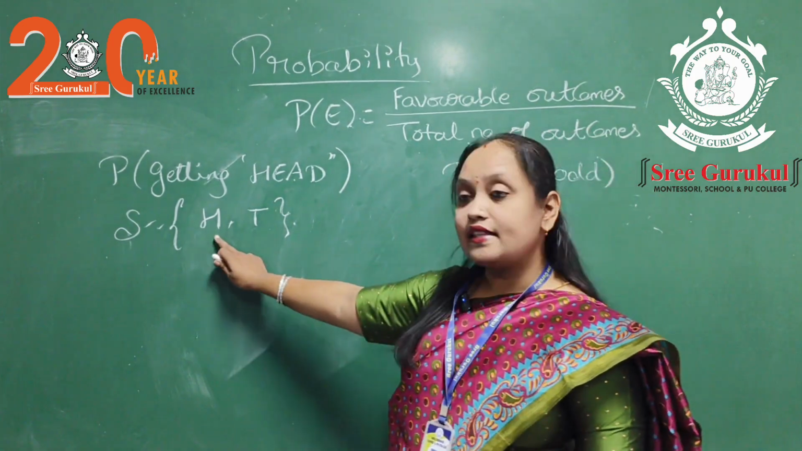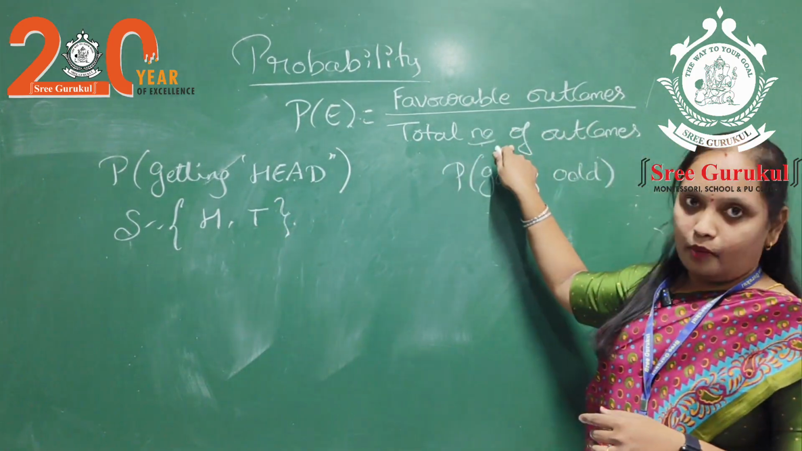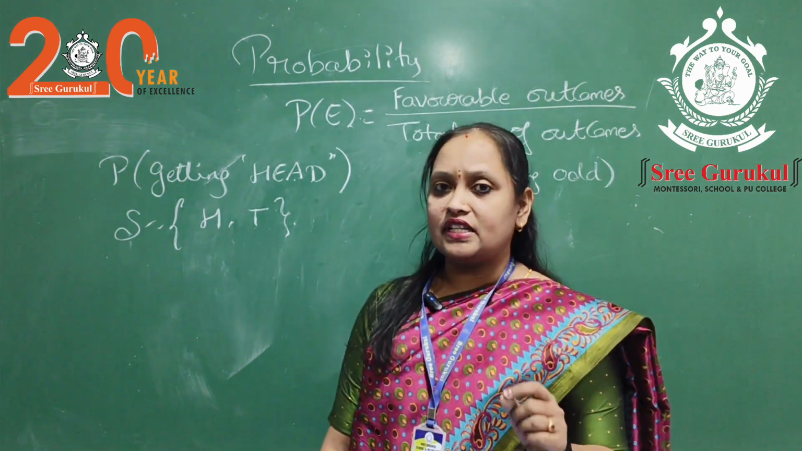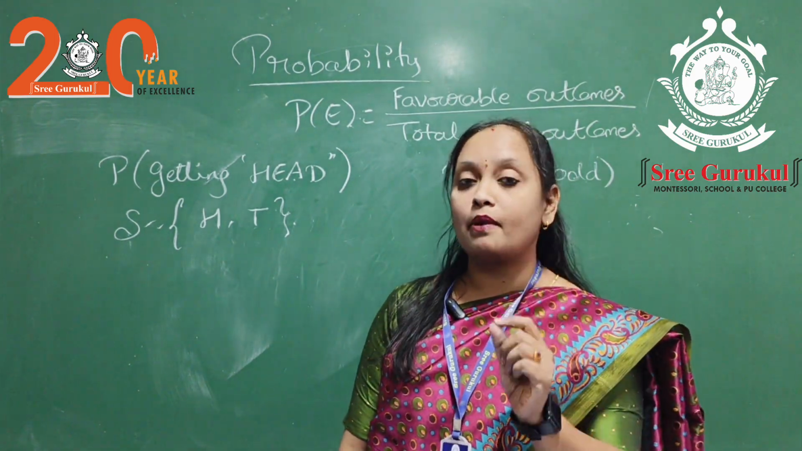That is 2. One is head and 2. That comes in the denominator. Now, if I pose you the question, what is the probability of getting head? Okay, what's the probability of getting head?